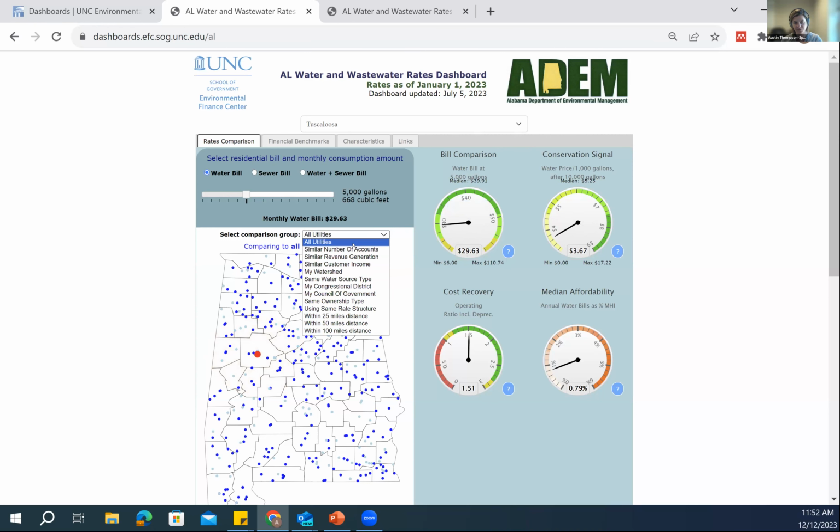One thing I will say for this utility, none of these are grayed out. Sometimes these will be grayed out, and that's because we don't have enough utilities within this subgroup to compare against. We try to have at least 10 utilities that a utility can compare against to create that comparison group, just because it starts to get a little bit wonky talking about quartiles or 10% intervals if we only have 2 utilities that we're comparing to. So just an important caveat there.